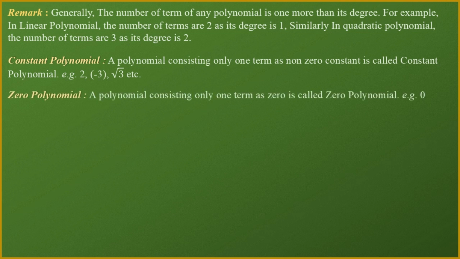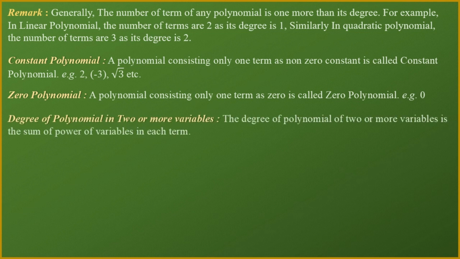Okay. Then the last definition is zero polynomial. Zero polynomial is given here as: if any polynomial contains only one term, that is 0, it is called the zero polynomial. It is specially defined for the particular term 0. So if any term contains 0, then it is called the zero polynomial. And degree of polynomial in two or more variables. Suppose in any polynomial the variables are more than 1, means not only x or only y is given, but the variable is more than 1, means along with x, y is also given.